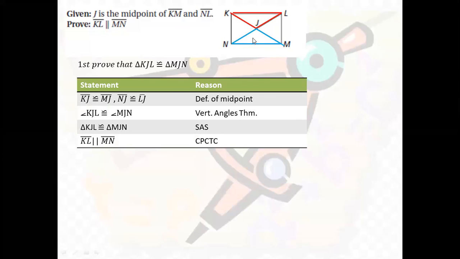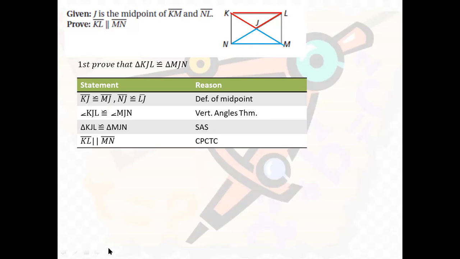Because we already proved that two triangles are equal, now you could say that KL is congruent to MN because of CPCTC. In fact, here one step is missing. It should be first KL is congruent to NM. Then you could say KL is parallel to MN, because of the definition of parallel lines. All right.